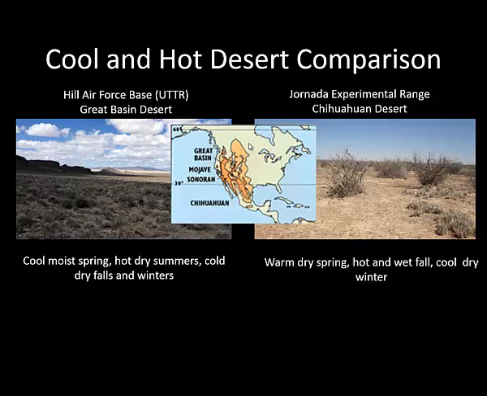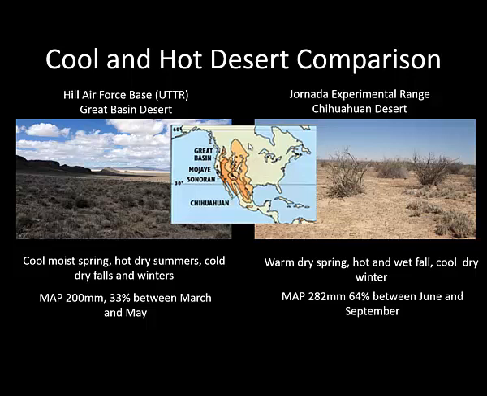Okay, so just a little comparison. You can see that when things are hot and dry at Hill Air Force Base, we have cool, moist springs, hot, dry summers, cold, dry falls and winters, compared to Jornada, which is a warm, dry spring, hot and wet fall, and a cool, dry winter. Most of the moisture happens in the summer, as you can see here. In terms of actual precipitation, they're pretty similar, but the difference here is that at the Great Basin Desert, they get moisture more evenly distributed over the course of the year, whereas the Chihuahuan Desert is very much a monsoonal system.